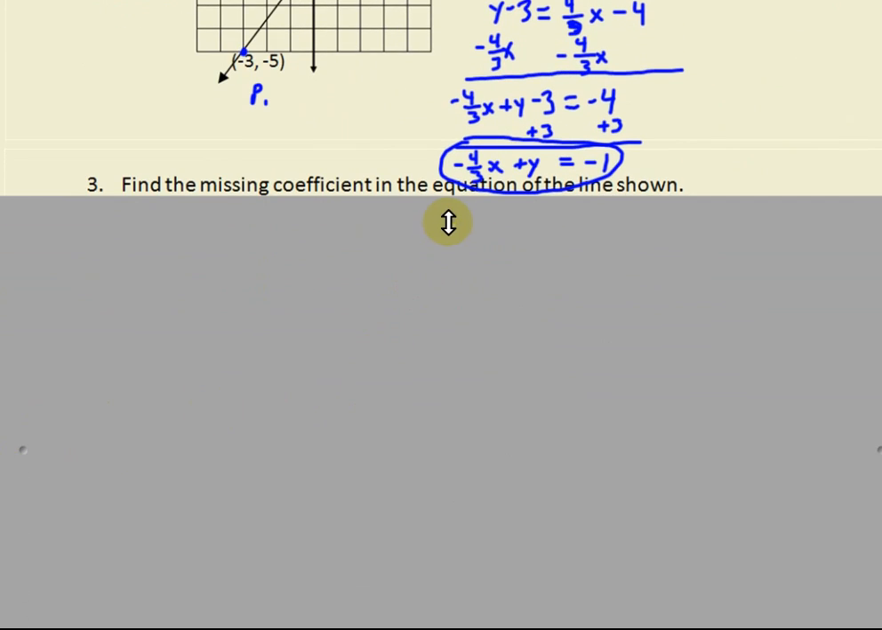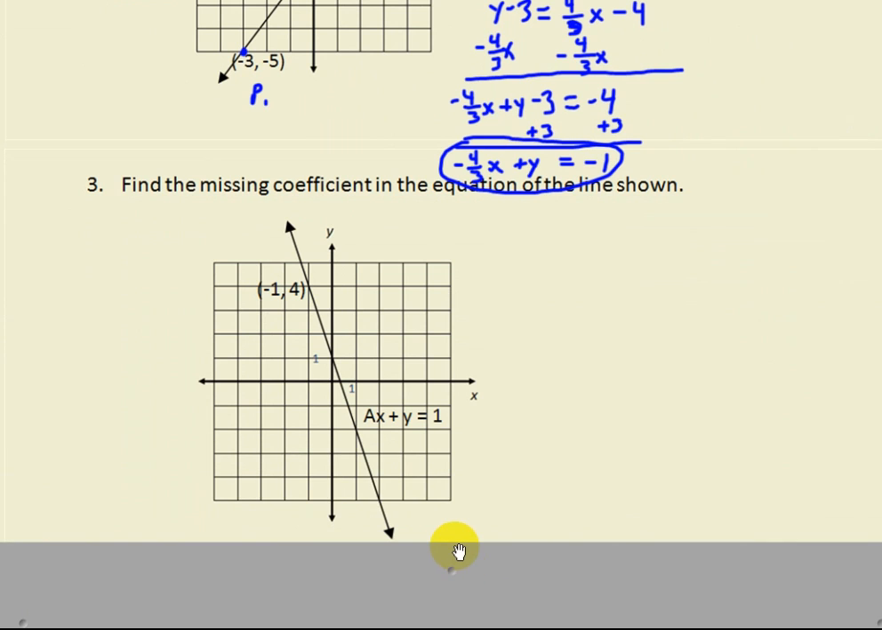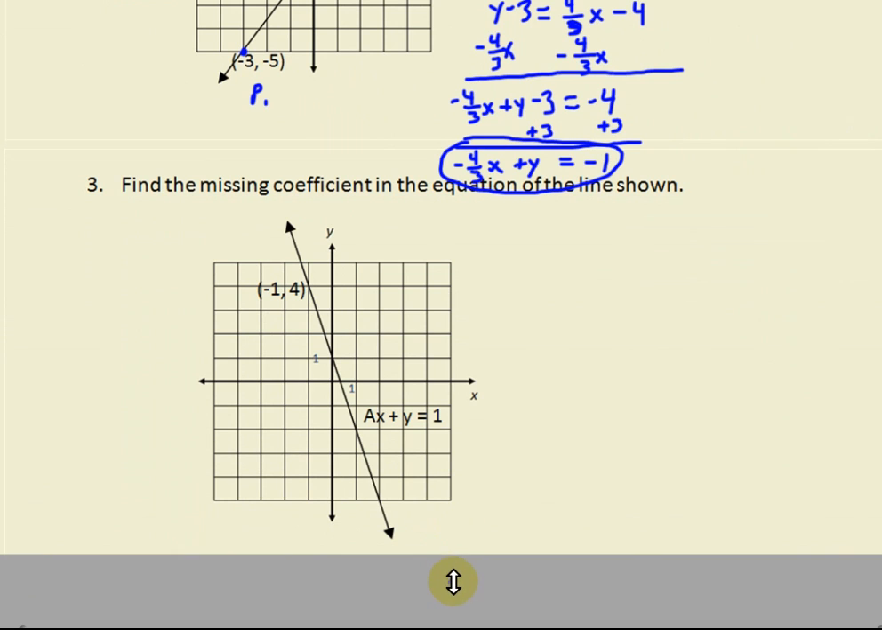Number 3, find the missing coefficient in the equation of the line shown. So here we have the form ax plus y equals 1, which is standard form at least once we determine the value of that coefficient a. So we have ax plus y equals 1, and fortunately we have a point here where we can get the value of x and y.